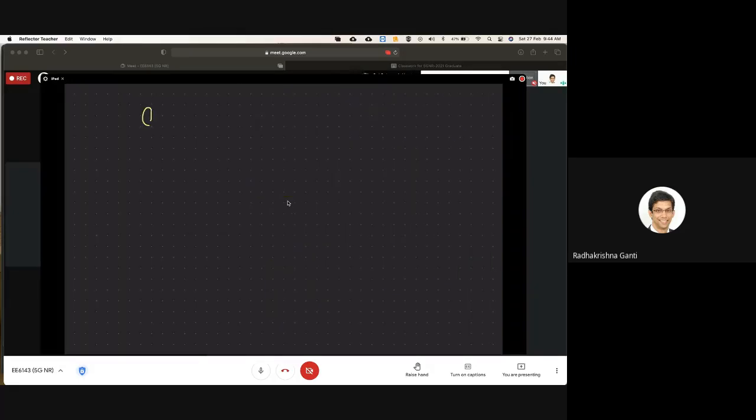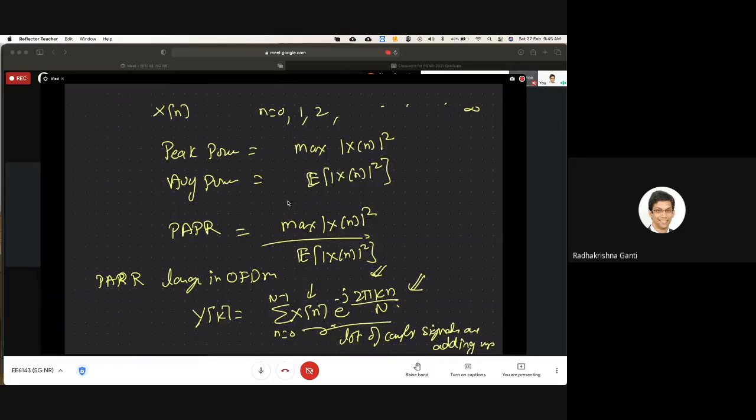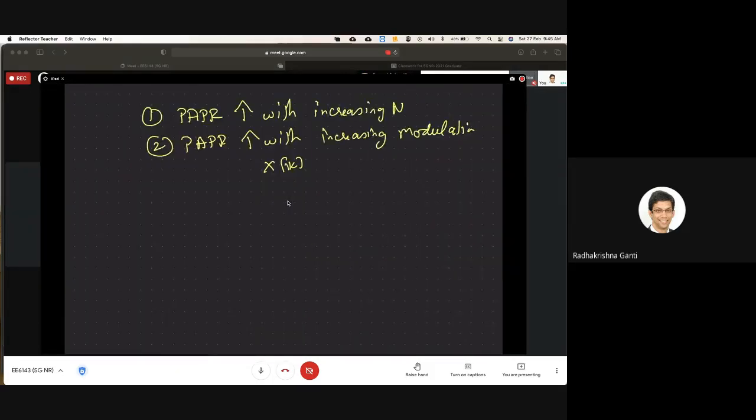But I want to point out two things. One is PAPR increases with increasing N, increasing subcarriers. Two, PAPR increases with increasing modulation. What I mean is, x of n in this expression comes from some M-QAM modulation. As M increases, PAPR increases. Does it make sense?